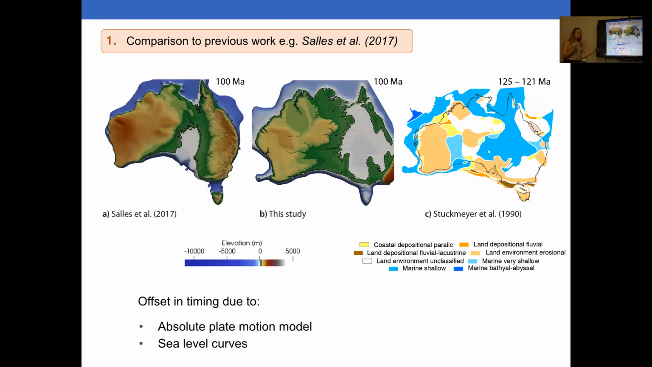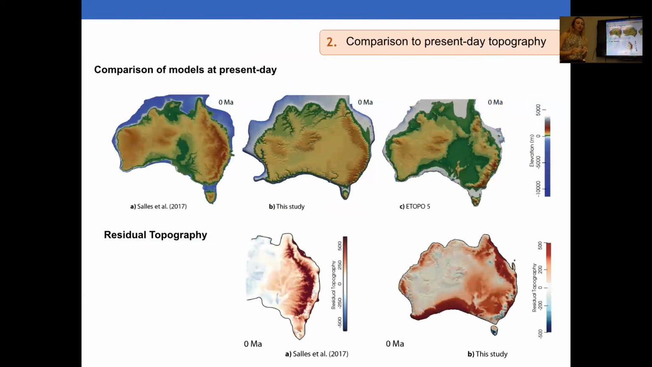Whilst we understand this, we didn't have time to address it in our study, so we flagged this for areas for future work. And so in order to validate the models at present day, we did a comparison to present day topography using what is known as residual topography, which in this instance is the difference in elevation between our model output at present day and a digital elevation model, which essentially captures our present day landscape. So on the top there, we have the model output at present day from the South study, this study, and then the digital elevation model, so what we see today.